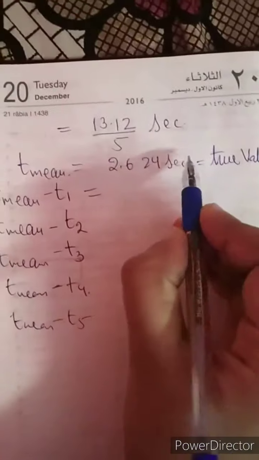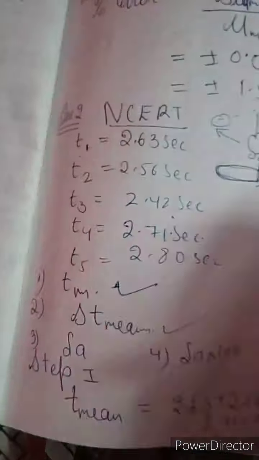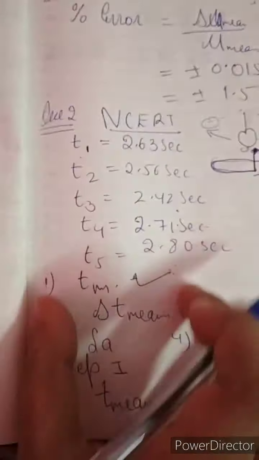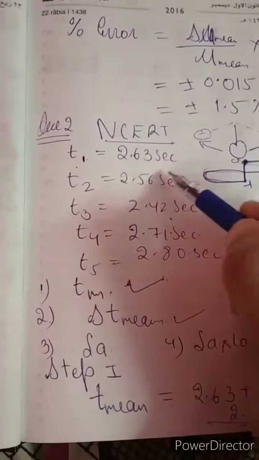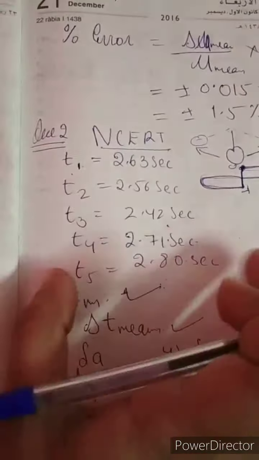So the true value is 2.62. This is the true value. The student has measured these 5 values. In these 5 values, we just take a mean. The mean is the value which lies in the middle of these 5 values.